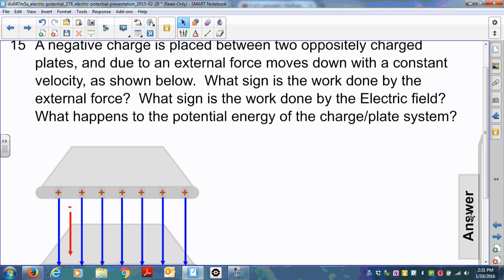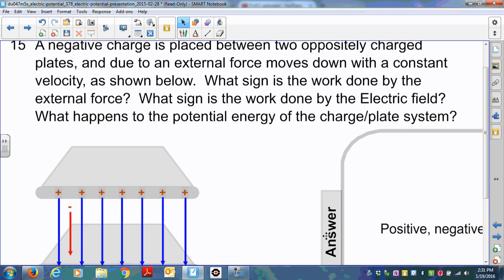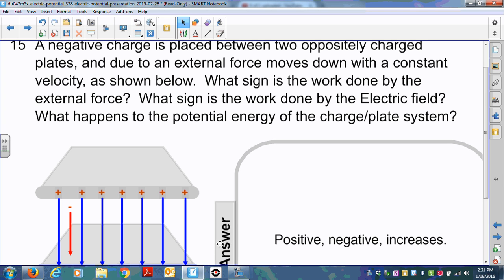Okay, so let's go ahead and look and see what is the sign of the work done by the external force. The external force work is going to be positive. The work done by the electric field will be negative, and that will increase the potential energy of the system. If you don't understand these, please review the previous slides where we go over the difference between positive and negative charges in an external field.